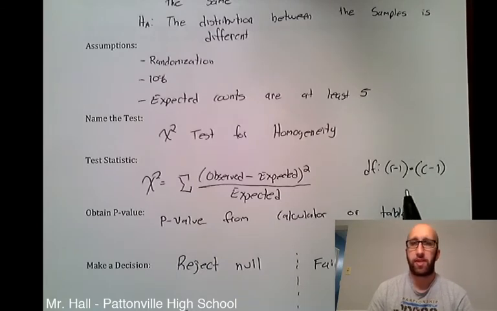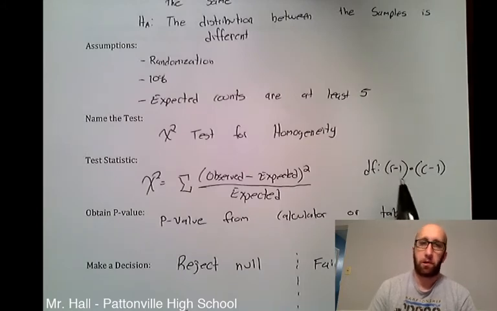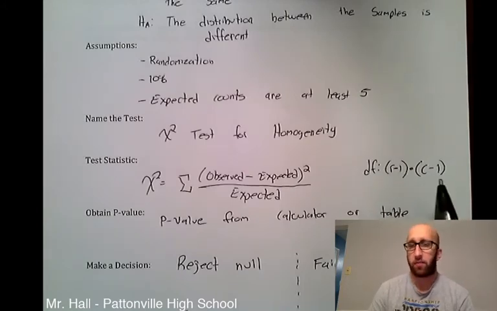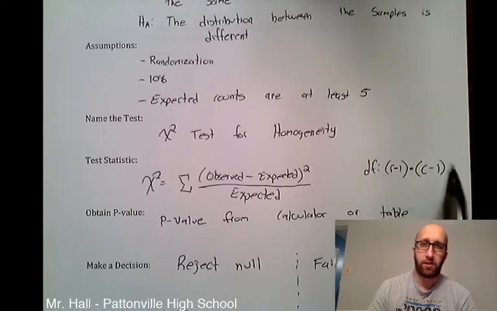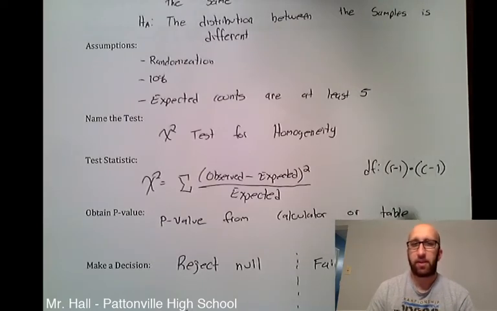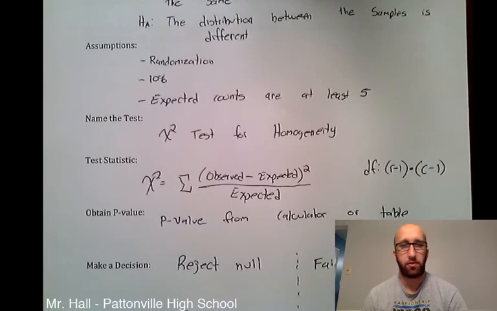We're dealing with a two-way table, so a table of data. You're going to take the number of rows in the table, subtract 1, the number of columns in the table, subtract 1, and multiply these two together. Again, this is a little bit easier to see whenever I do an actual concrete example.